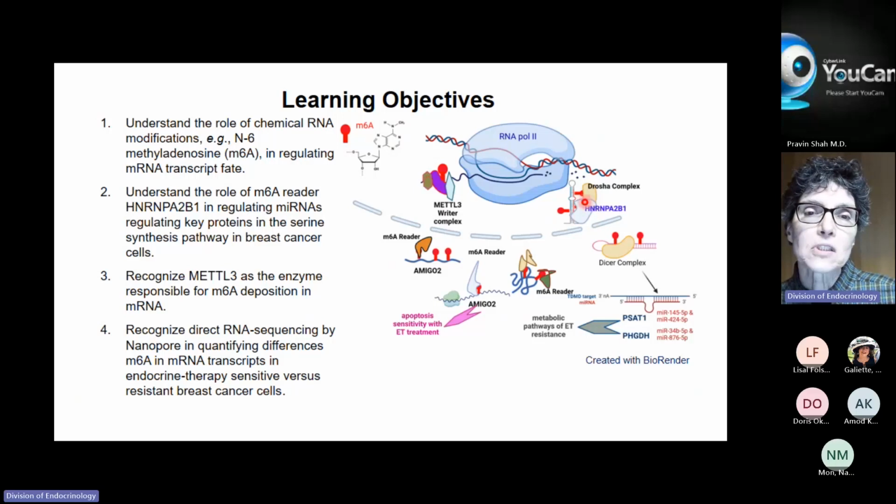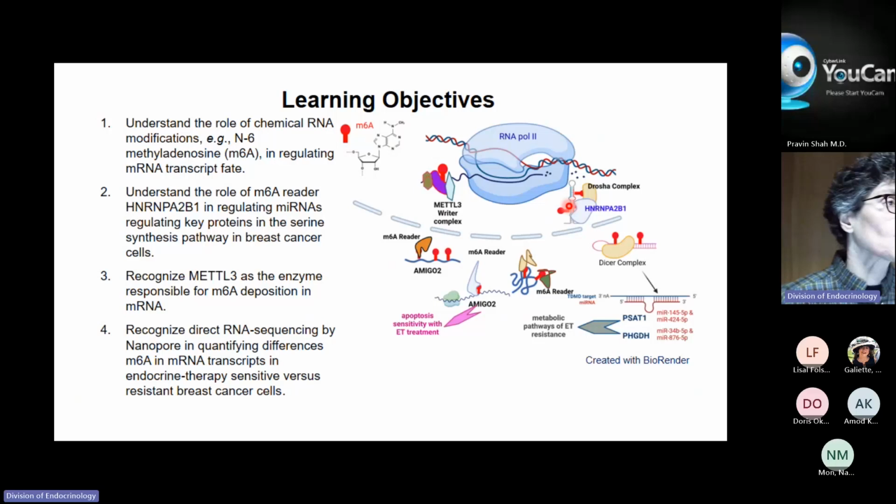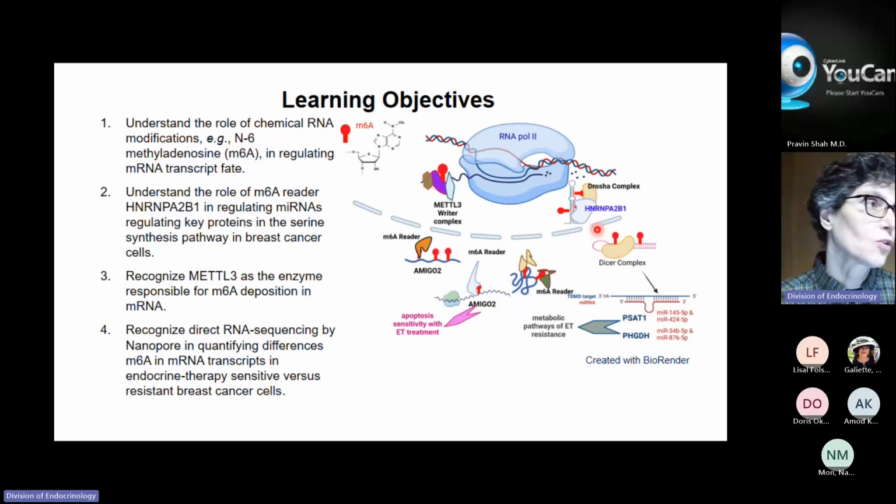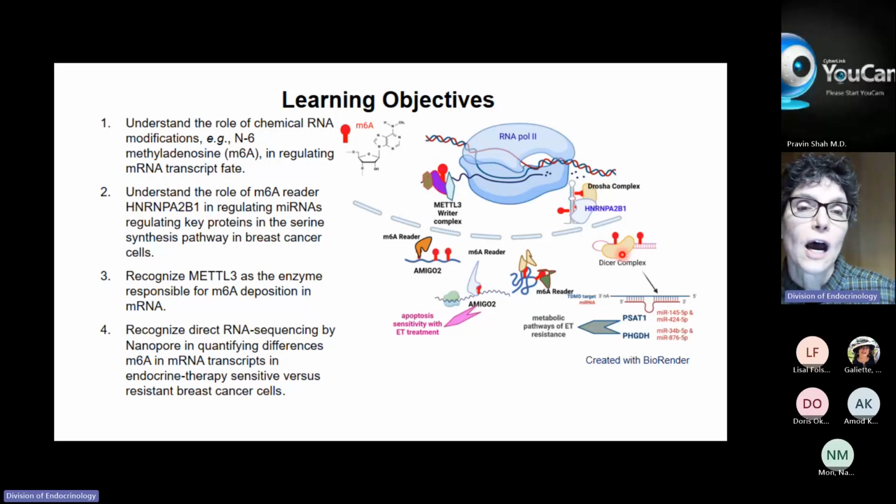And the M6A mark is recognized by a number of different reader proteins that we'll look at in a few slides. But one of the reader proteins is hnRNPA2B1. And that interacts with the Drosha complex to increase processing of certain primary microRNAs into the precursor microRNAs that are then transported into the cytoplasm where they interact as mature microRNAs with the RISC complex after being processed to the mature microRNAs by the Dicer complex.